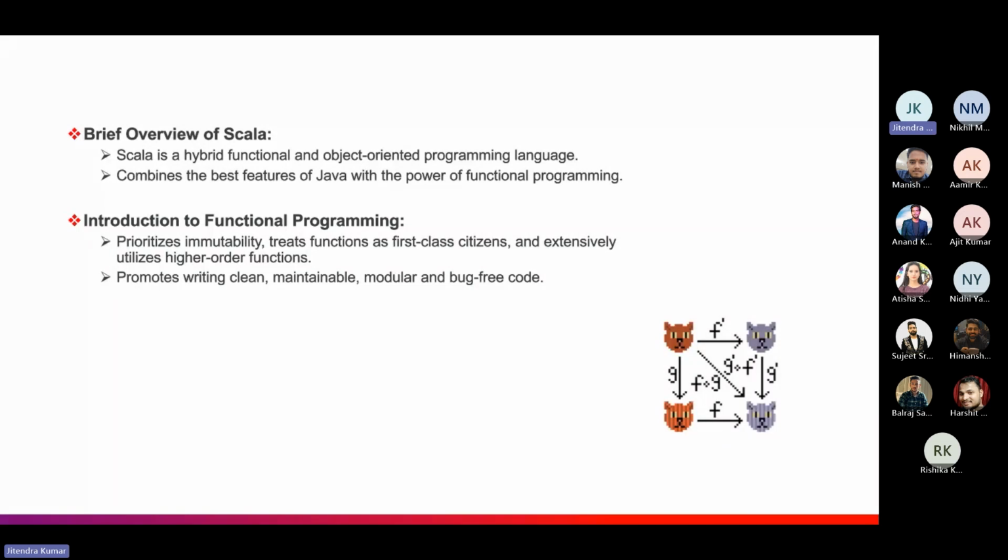Yeah, partially correct. Actually, basically it means the functions can be treated as values, as a normal value that we can use in Scala, a value that we can assign to a variable, right? A value that we can pass as an argument to any method, and it can also be returned from any method. So it is basically treated as a value. That's why it is called a first class citizen in Scala. It promotes writing clean code, maintainable code, modular code, and bug-free code.